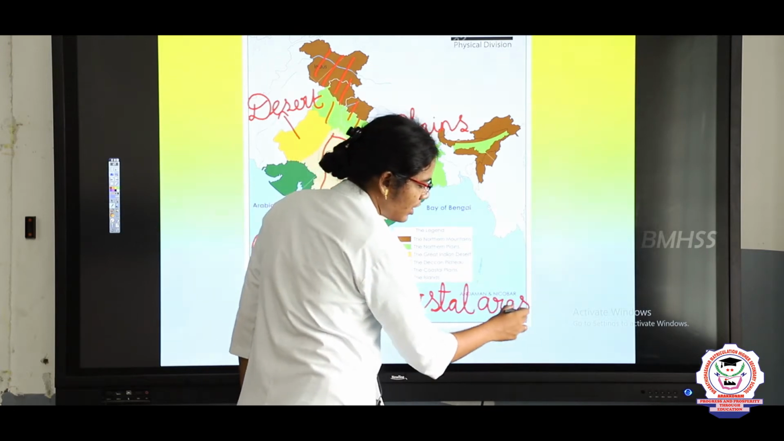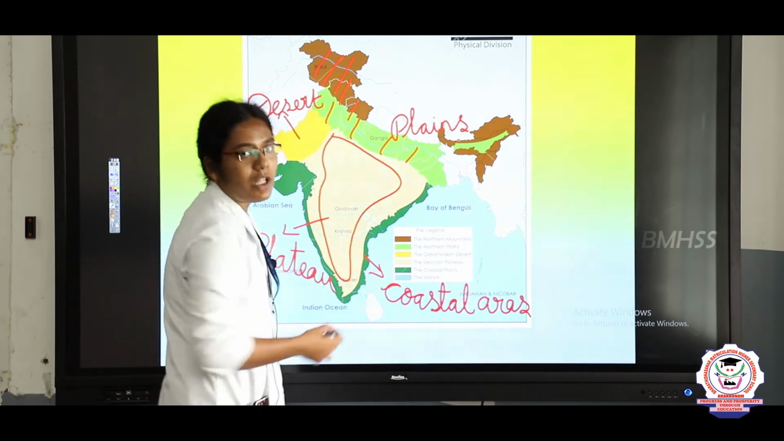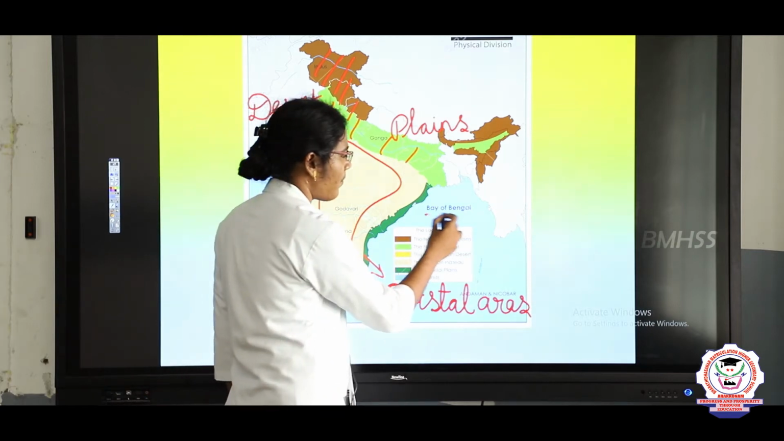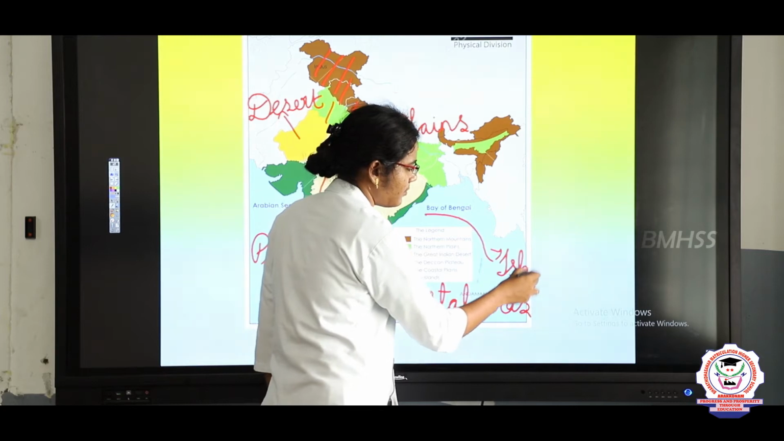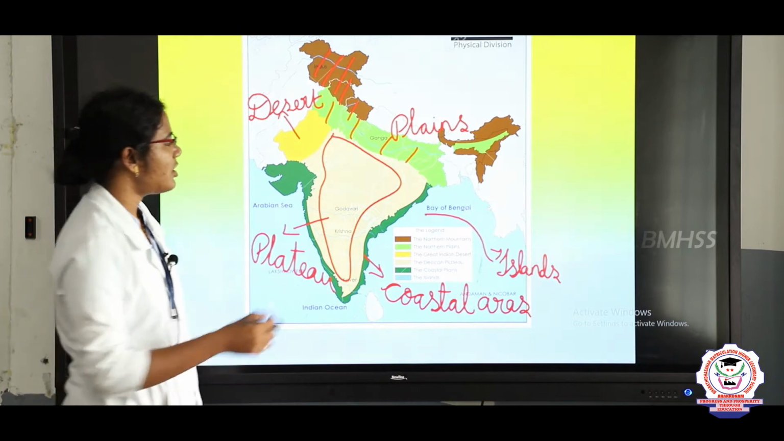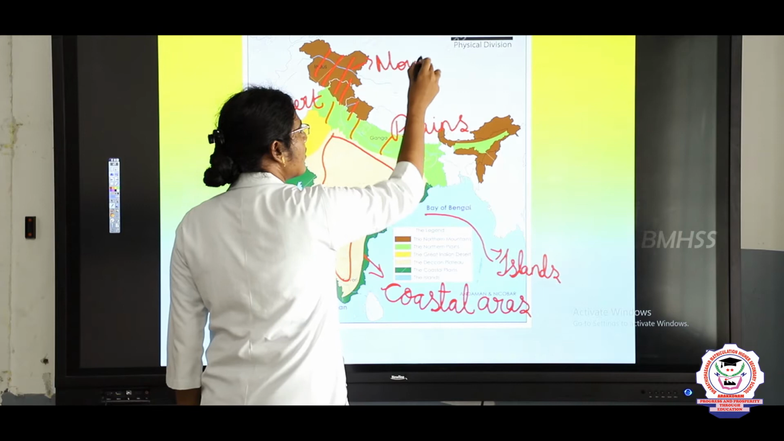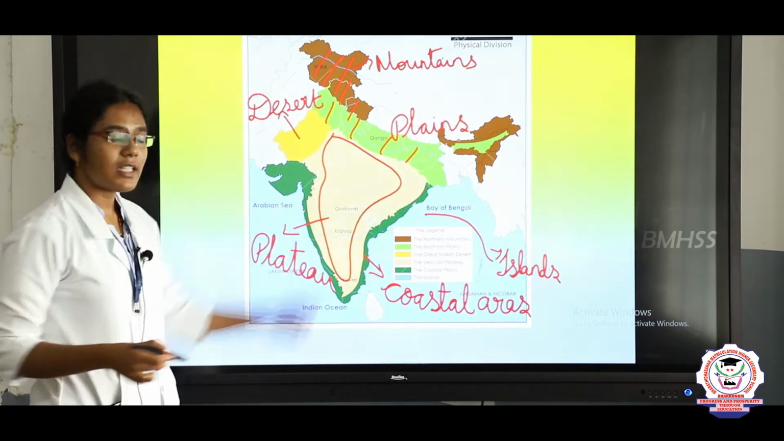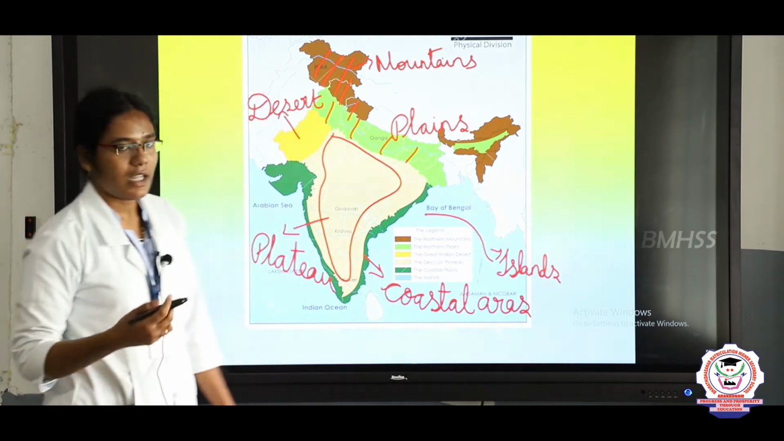What is meant by coastal areas? It is nothing, children. The areas which are lying near the coast are called coastal areas. This part indicates the island. So, India has 5 major divisions. What are they? The first one is mountains, plains, desert, plateau and coastal areas.